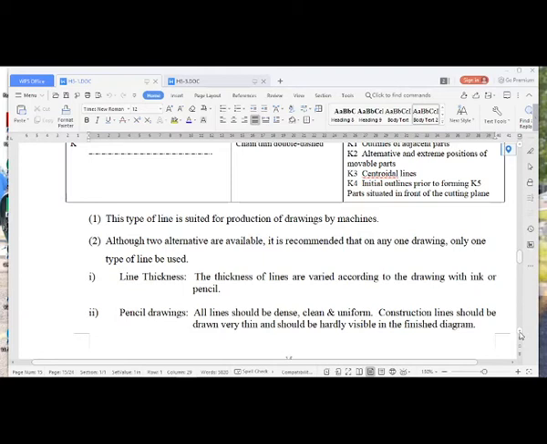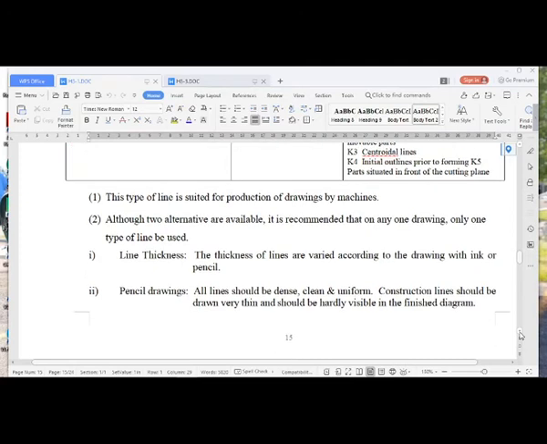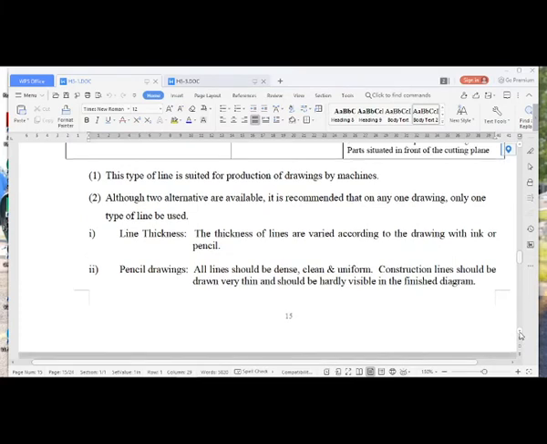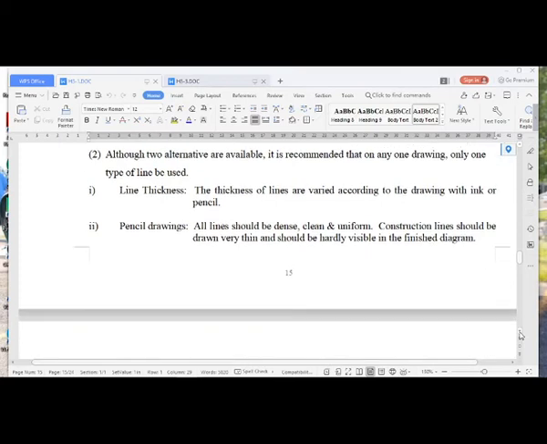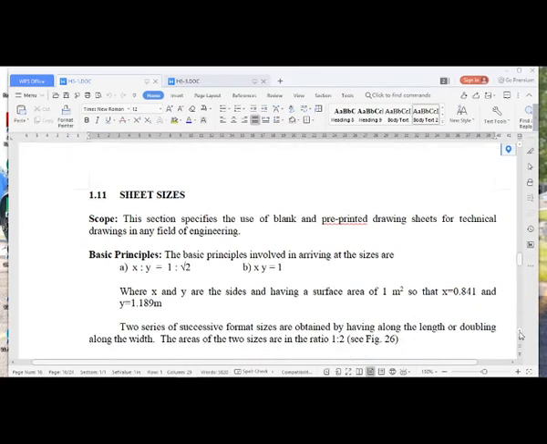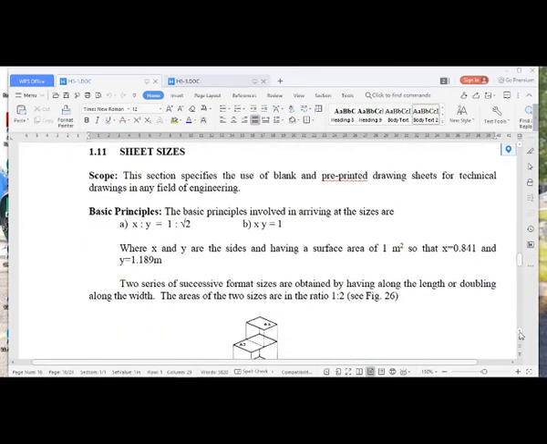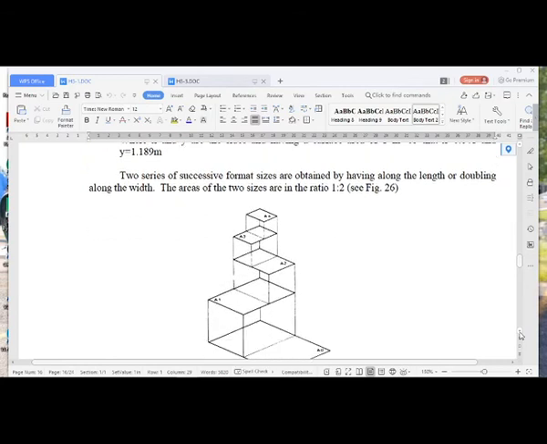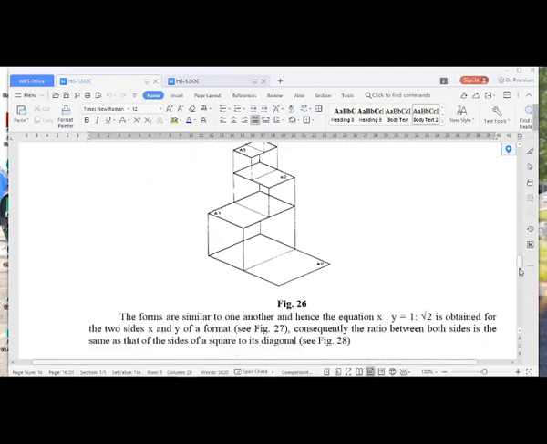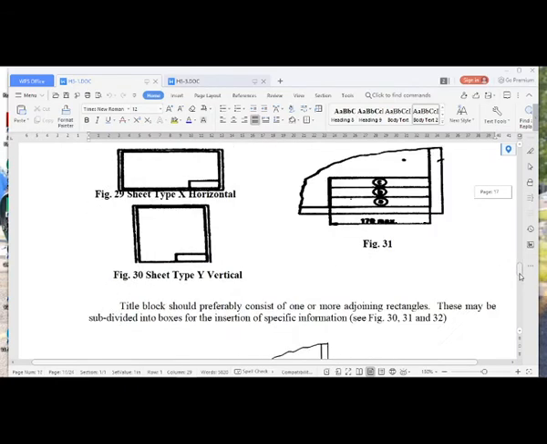And while drawing, all the line thicknesses in the pencil drawings serve specific purposes; the thickness of lines is varied accordingly for the drawing with ink or pencil. All lines should be dense, clean, uniform, etc. The sheet sizes were also already discussed in detail, defining all the sheets which are used for particular special purposes.